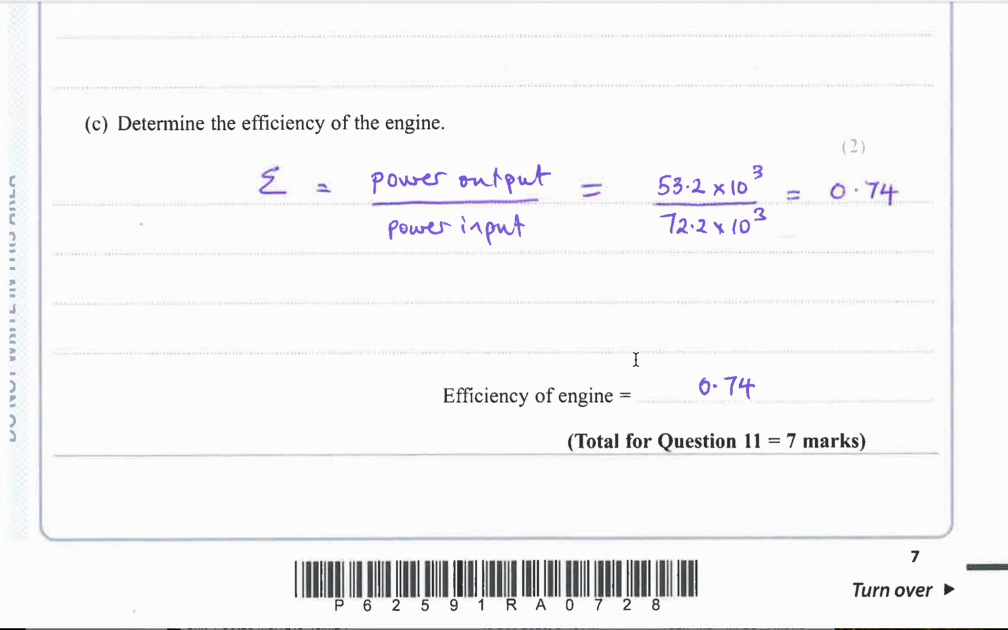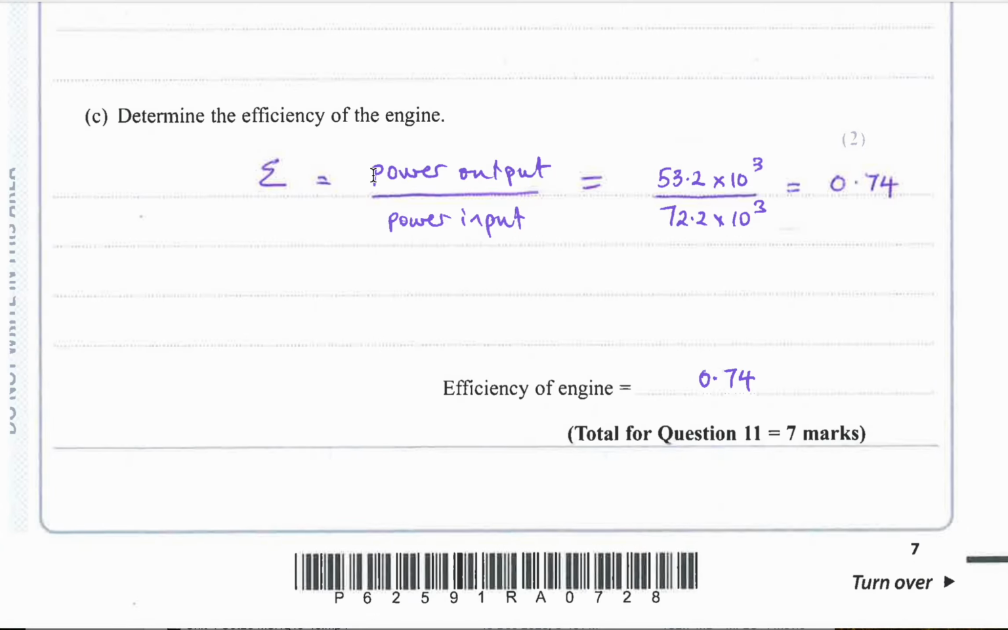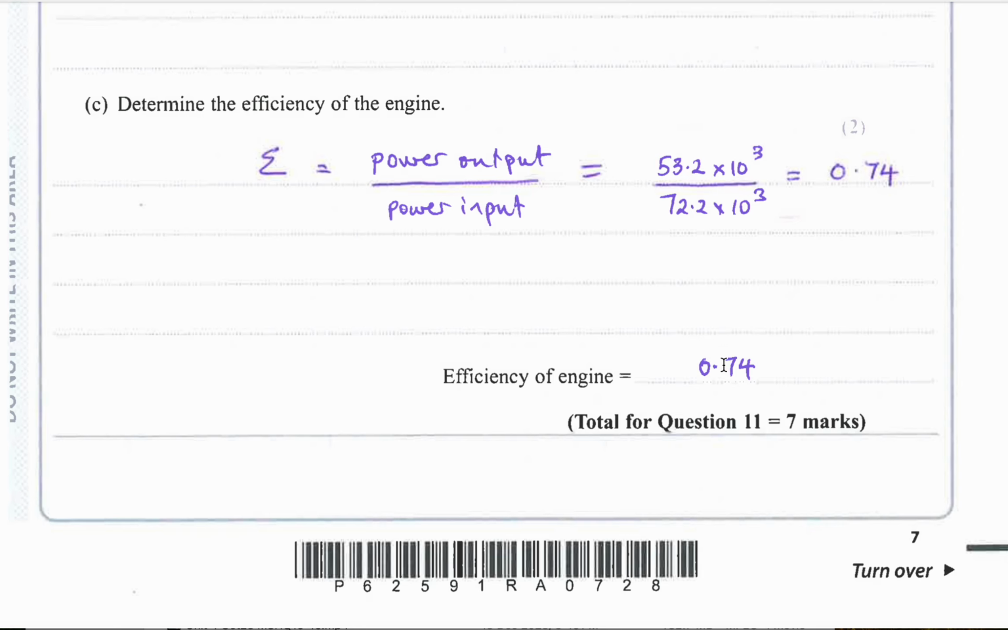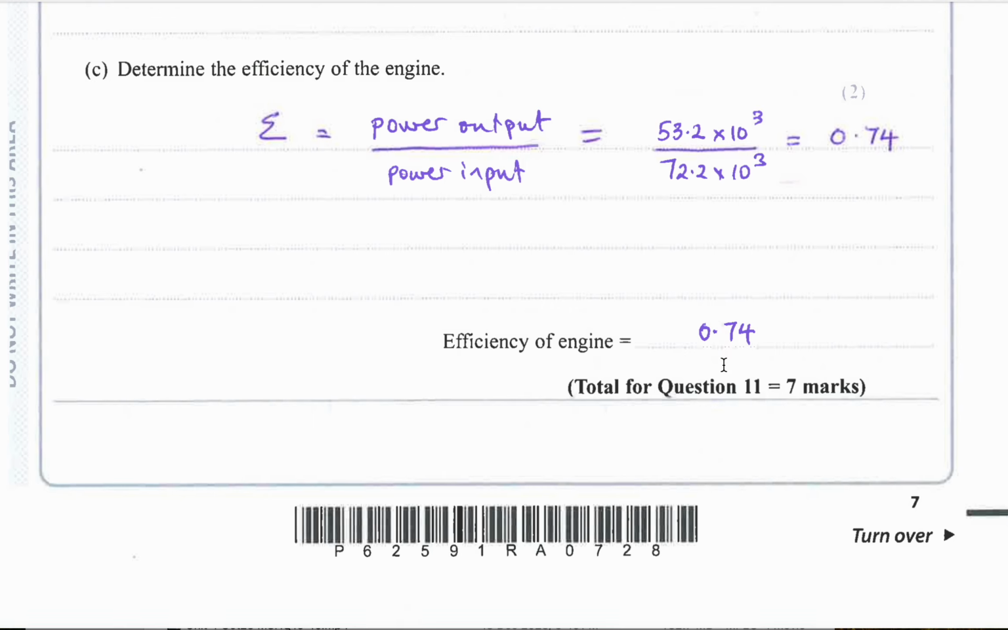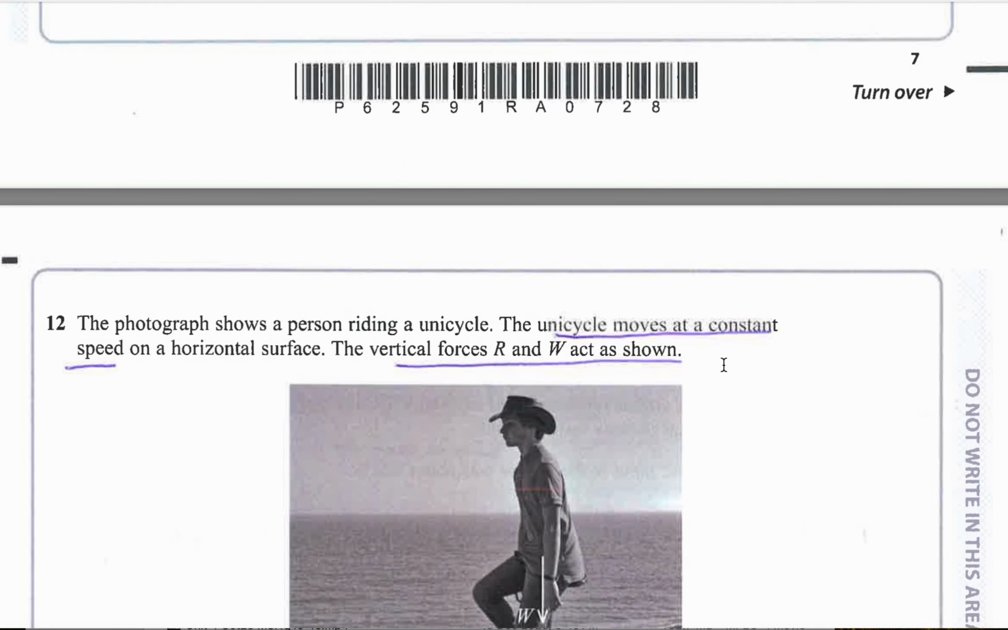Then they simply want you to work out the efficiency, and efficiency can be power output over power input. Efficiency can just be a fraction, or in this case, out of 1, you divide those two numbers, you get 0.74. It doesn't ask for percentage efficiency. If it did, you just multiply that by 100 and it will be 74%.